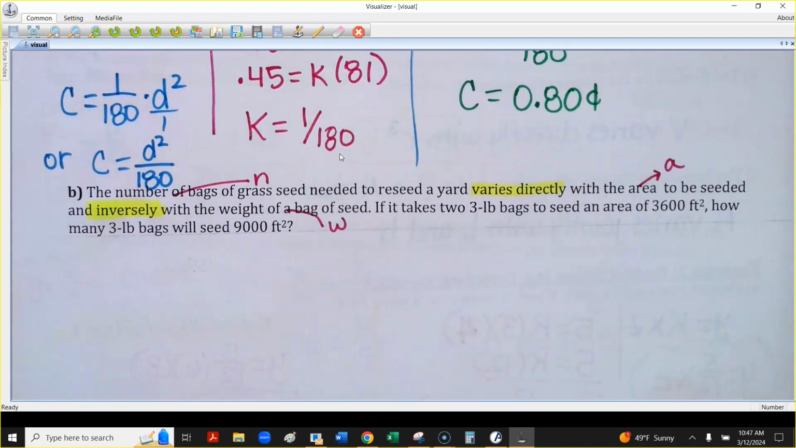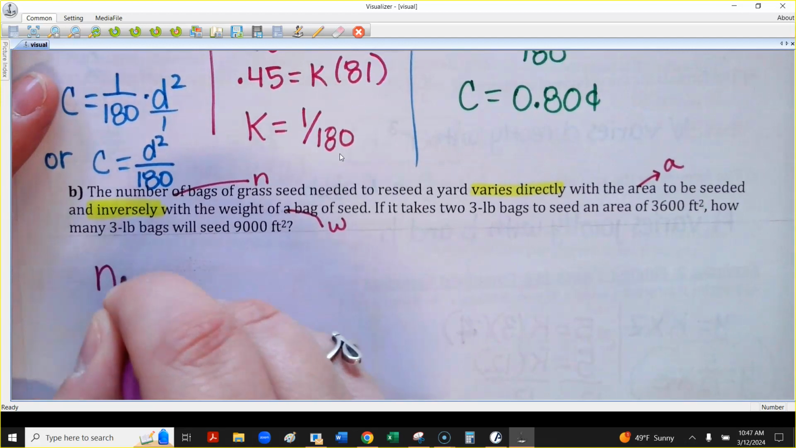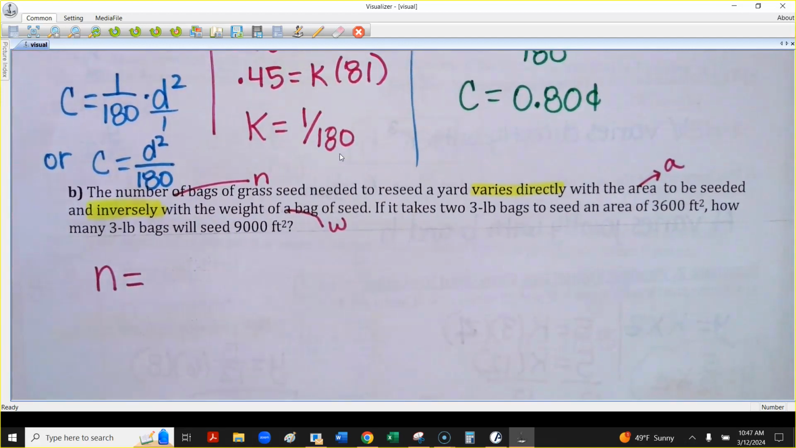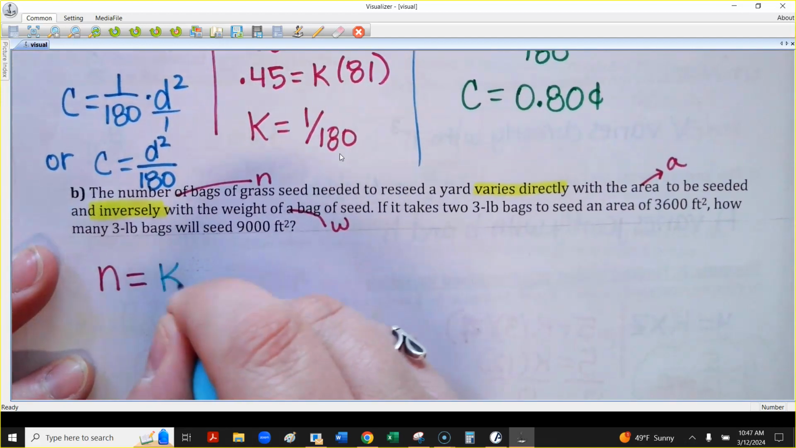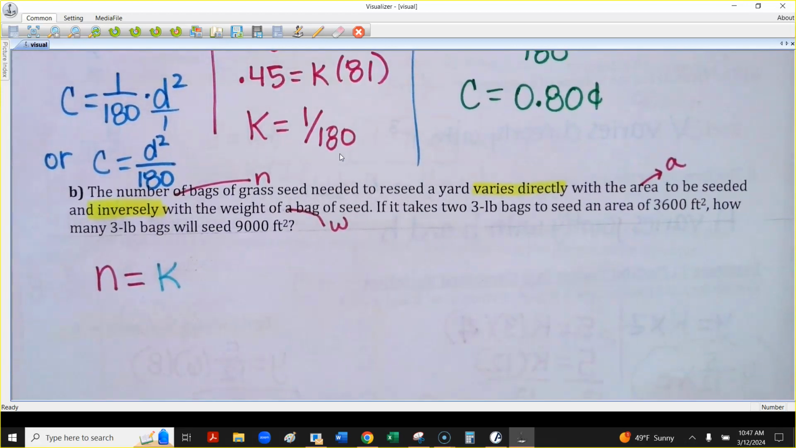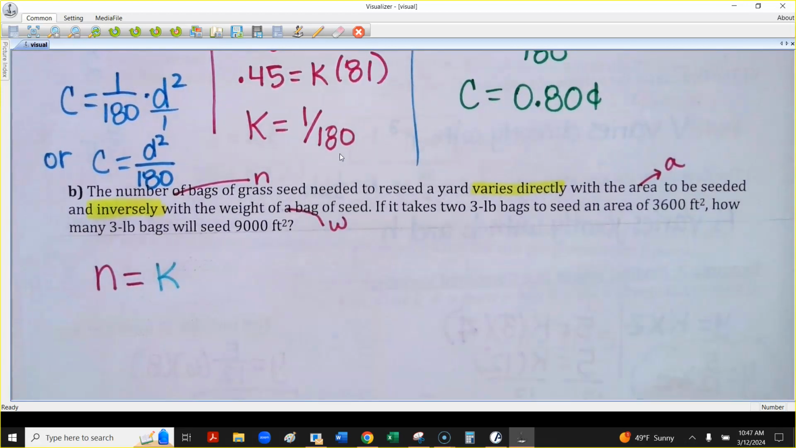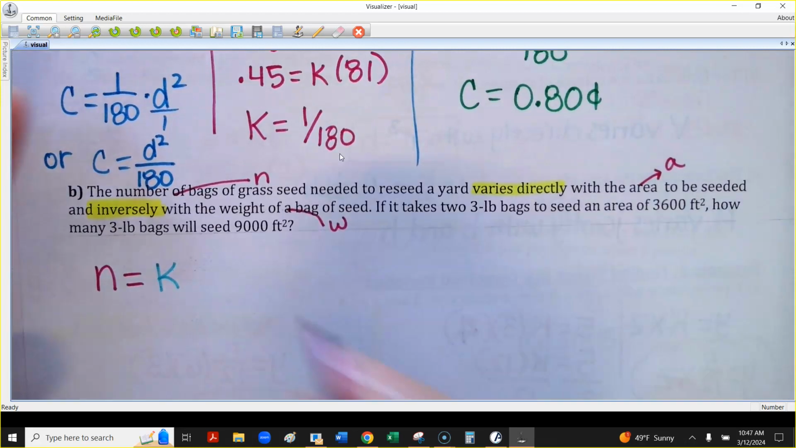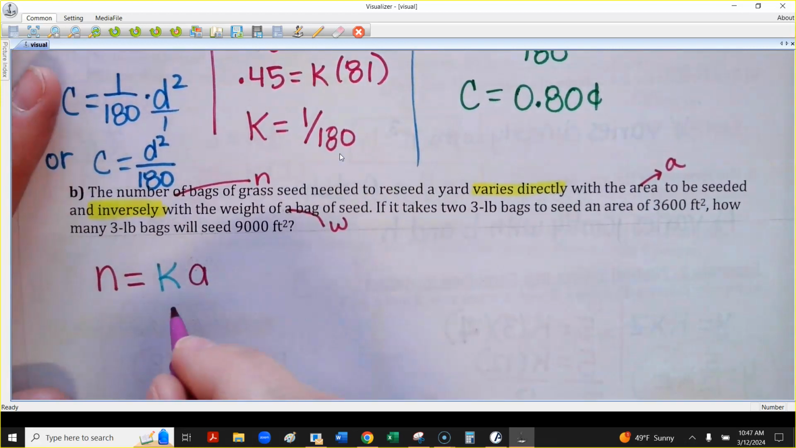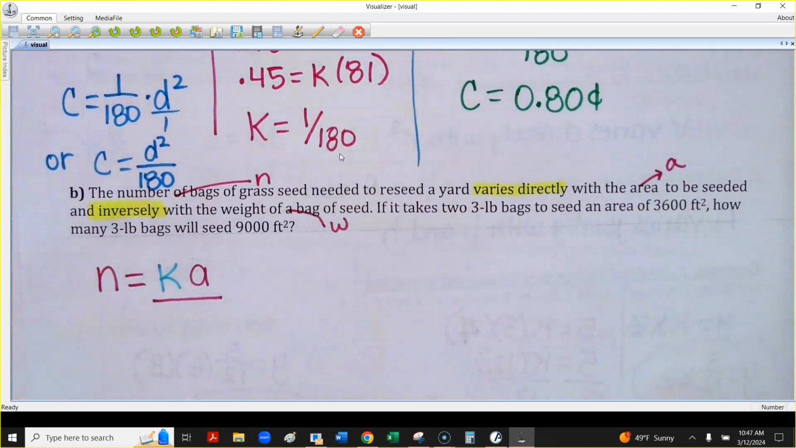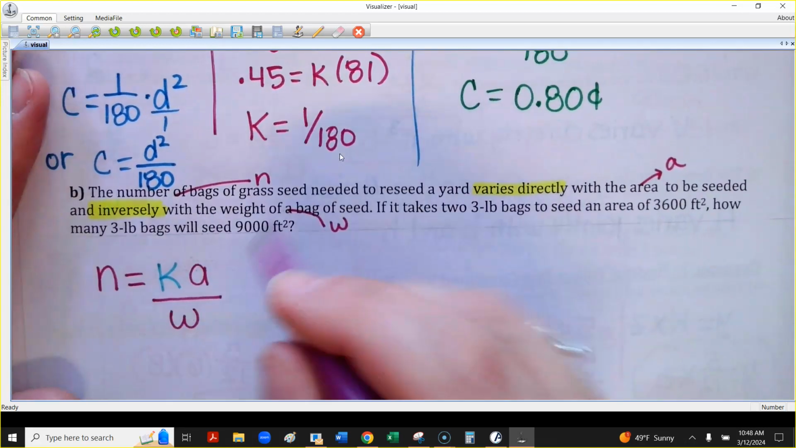All right, so number of bags, and then I'm just going to immediately, after I put my equal sign, put a K value so I don't forget to solve for it. So it varies directly, so we're just going to multiply K times the area to be seeded, and inversely, which is going to turn that into a fraction, with the weight of the bag. So I'm just going to put a W on the bottom.